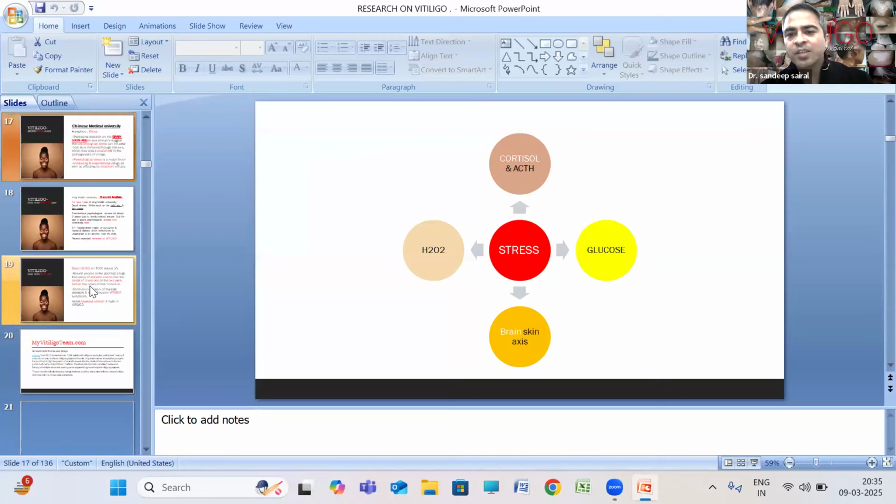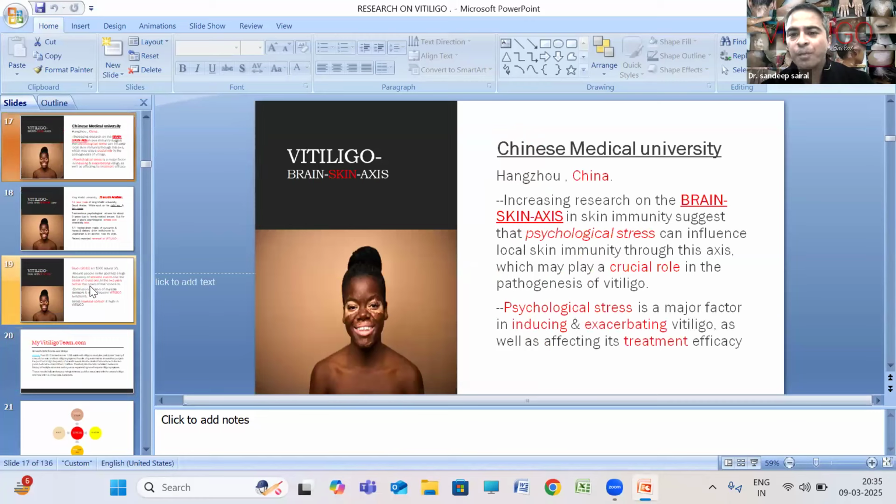A Chinese medical university has done numerous researches on the brain skin axis. They found that psychological stress can influence your skin immunity. They also found that psychological stress plays a crucial role in the pathogenesis of vitiligo. One more important thing, they found that psychological stress can induce vitiligo and aggravate vitiligo. This finding, that it can initiate and aggravate vitiligo, can be used in treatment also. How? Let us see this next slide.